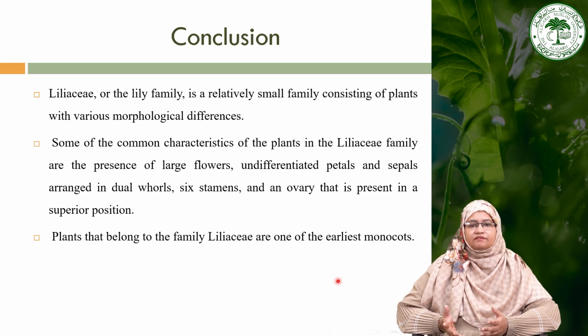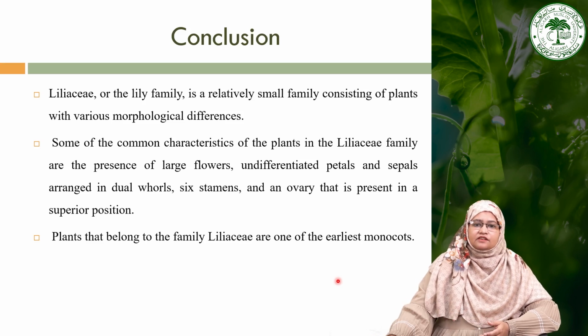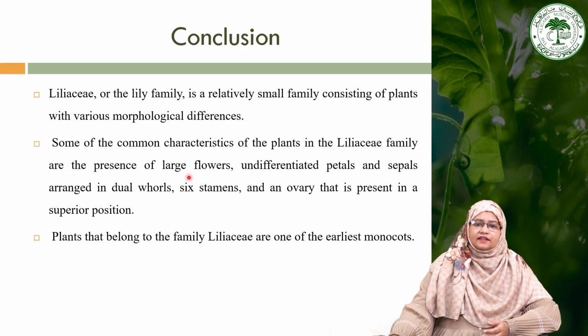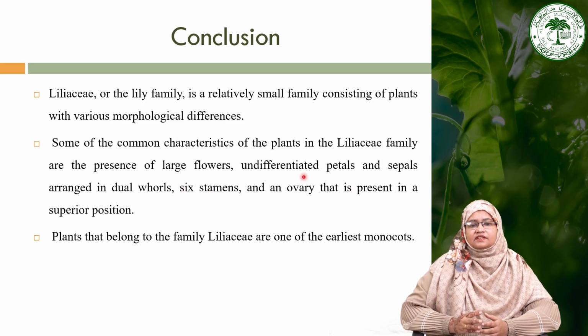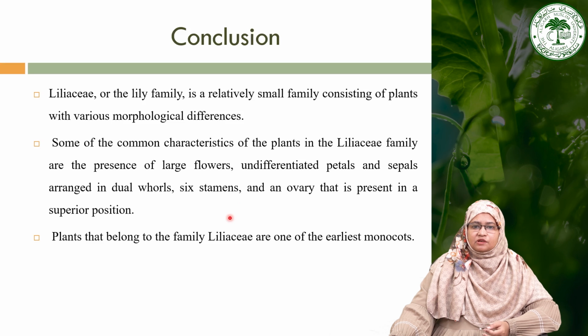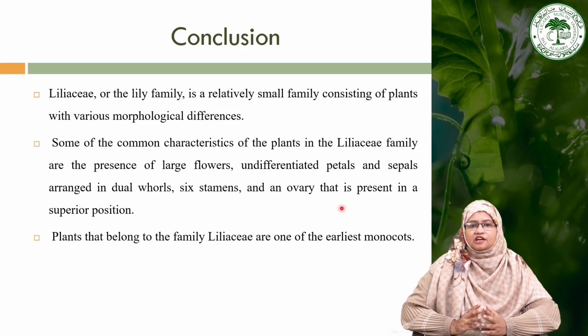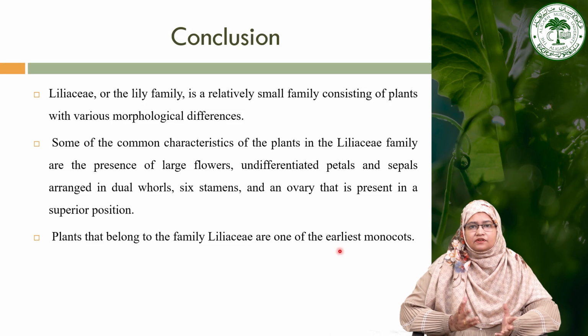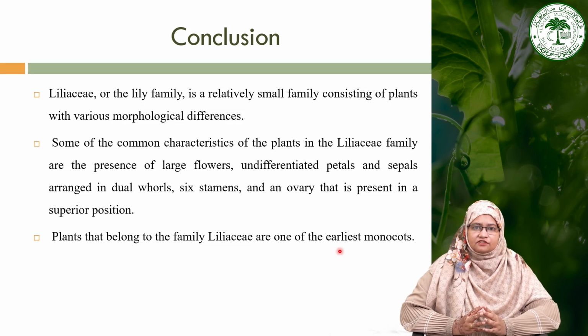So they have quite a variation in this family, and some common characters of this family are the presence of large showy flowers, which is why this family is used as a garden ornamental. They have undifferentiated petals and sepals arranged in two whorls. They have 6 stamens and the ovary is present in the superior position. This is the characteristic of the family Liliaceae, and the plants that belong to Liliaceae are among the earliest monocot plants. So as we have learned, this family Liliaceae shows the typical characteristics of a monocot family.